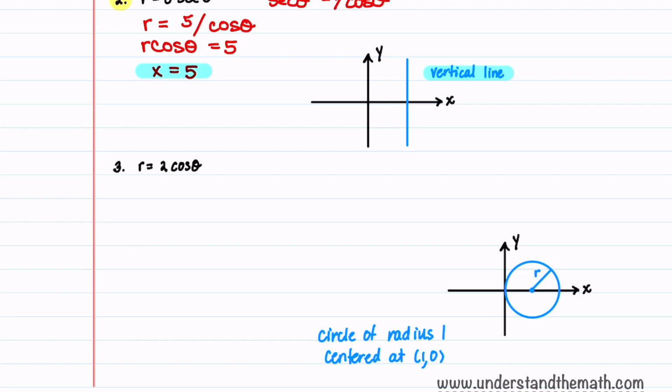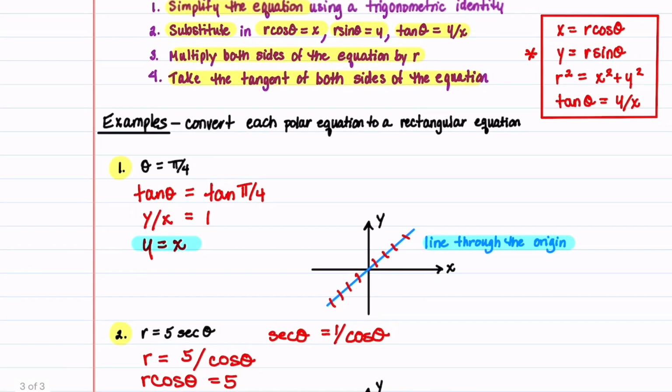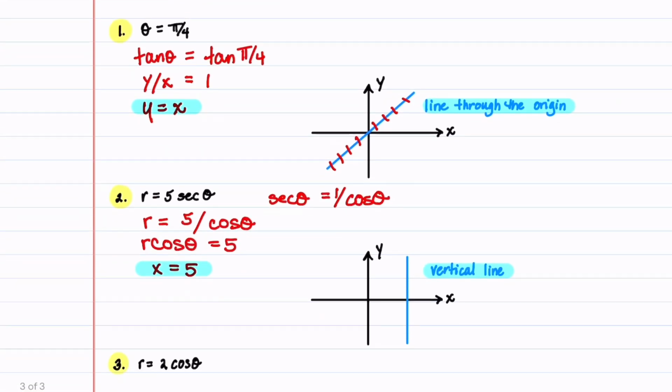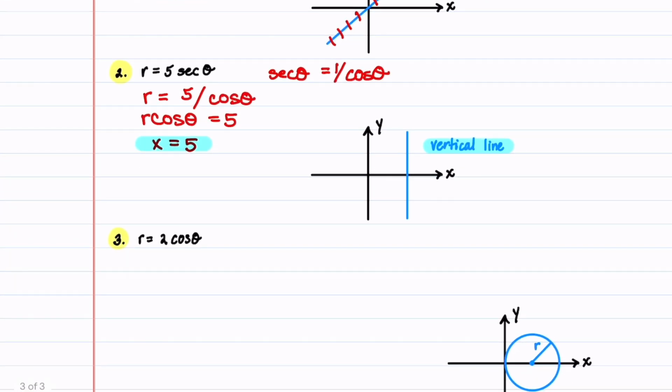Our last and hardest example is r is equal to 2 cosine theta. It looks simple, but it's actually the hardest one that we're going to do. In our red box, we have a cosine theta, but it's multiplied by r. So down in our equation, let's multiply both sides by r so that we can get r cosine theta. On the left-hand side, we have an r squared, and on the right, we have 2r cosine theta.